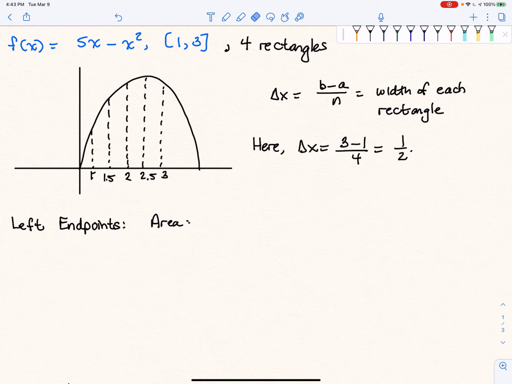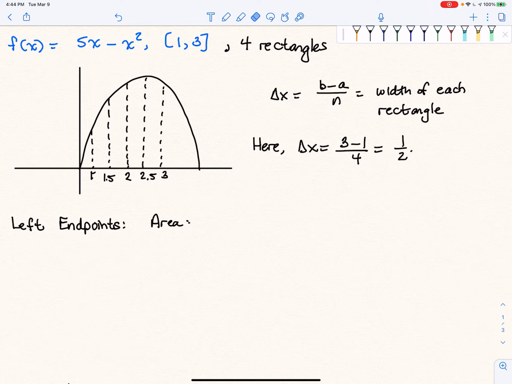So there's three methods we're going to look at: using the left-hand endpoints, using the right-hand endpoints, and then using the midpoints. And then we'll compare and contrast the different methods to see which one gives us the closest, or at least what we can tell is the closest anyway.